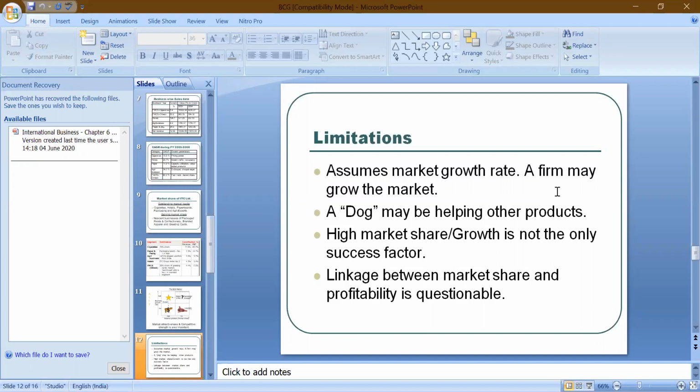High market share and growth are not the only success factors; there are various critical success factors associated with an organization's success. So we can't rely only on this portfolio matrix. There's also a linkage between market share and profitability that is highly questionable. So these are certain limitations of the BCG matrix.